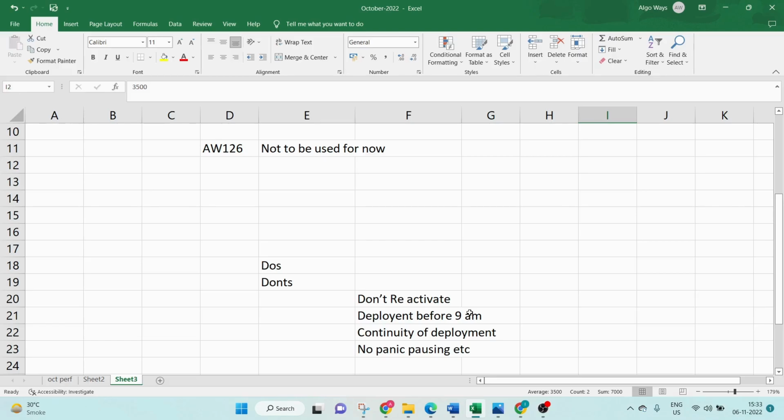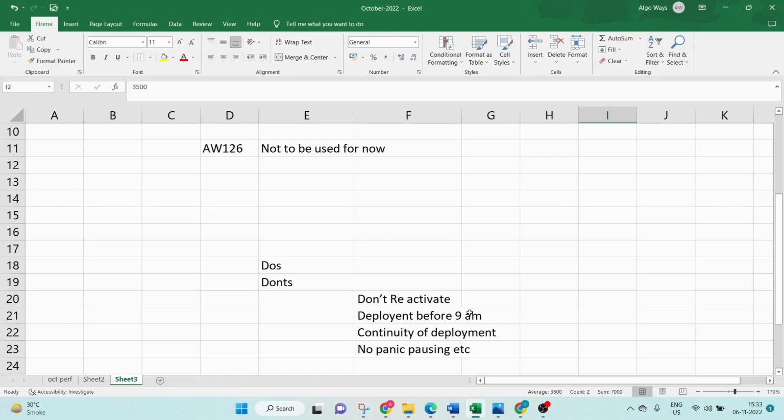The second point is that deployment should be done before 9 a.m. The strategy takes a trade based on the previous day's price movement and the morning 1 hour price movement, and if you deploy the strategy at say 11 o'clock or 12 o'clock, it may take a wrong trade altogether. So avoid deploying during midday. It has to be deployed before the market starts.